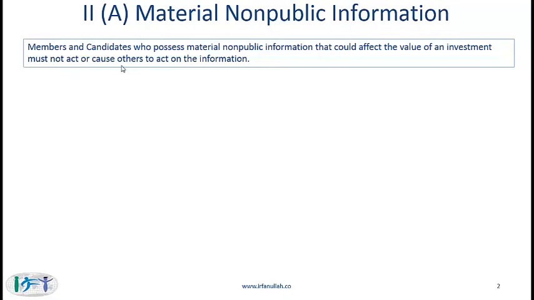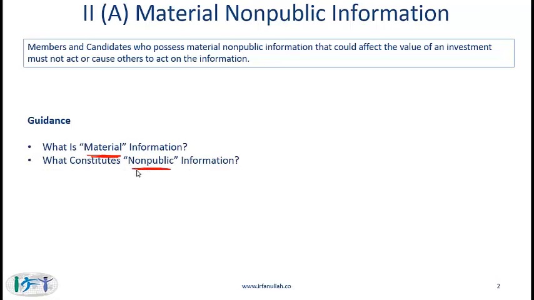not act or cause others to act on the information. There are some key points here. The first one is the definition of material information. Material information is any information that can impact the value of a security. Another way of looking at it is that material information is information that a reasonable investor would like to have before making a decision on whether or not to purchase a security.